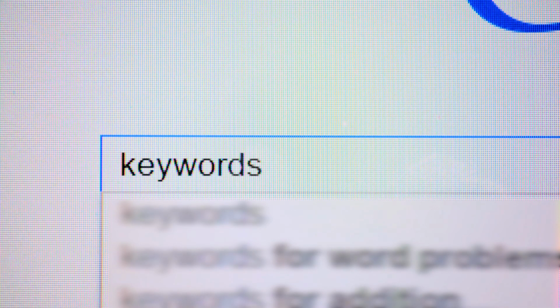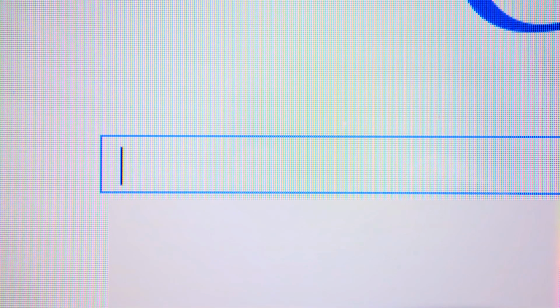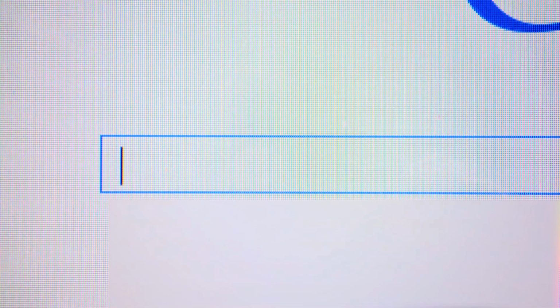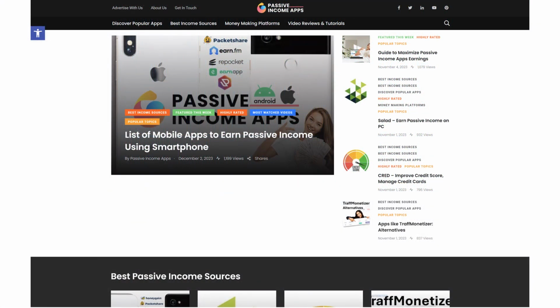Prior to diving in, it's crucial to be aware that this method of generating passive income necessitates a computer and a Chrome-based browser such as Microsoft Edge, Brave, or Google Chrome. Additionally, you'll need to install specific extensions from the web store. Ensure you have these essentials in place before proceeding.